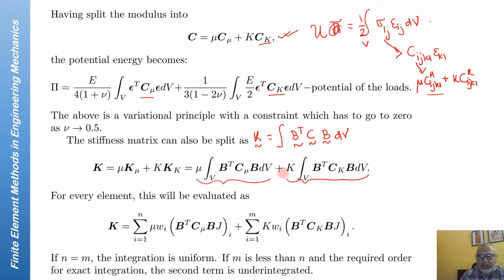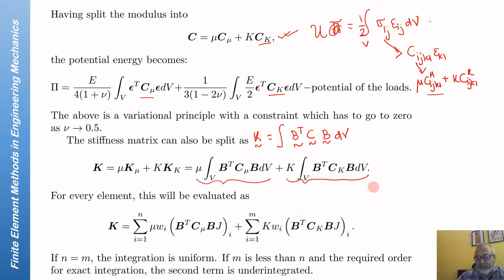Now, for every element, how can we prevent this from happening? Suppose nu is very close to 0.5 and I still want to solve the problem. So let's see if there is any way out. Now, remember, the way we are going to solve this problem is by doing numerical integration on this integral and these integrals. So we now have the choice of using, say, nth order Gauss quadrature for this integral. Then this becomes a summation from i equal to 1 to n of mu times wi B transpose C B times J evaluated at point i, and then this is the mth order. So this is i equal to 1 to m, again evaluated at point i.